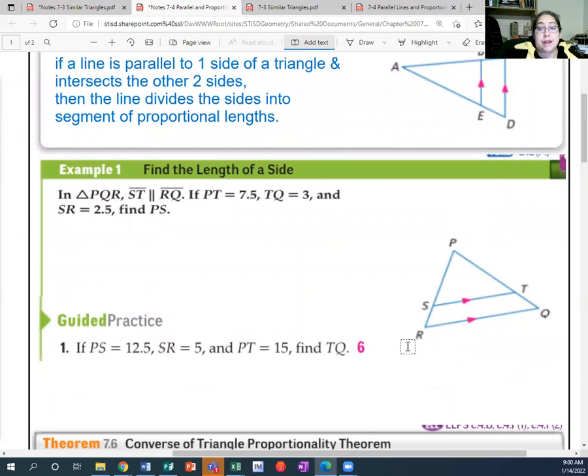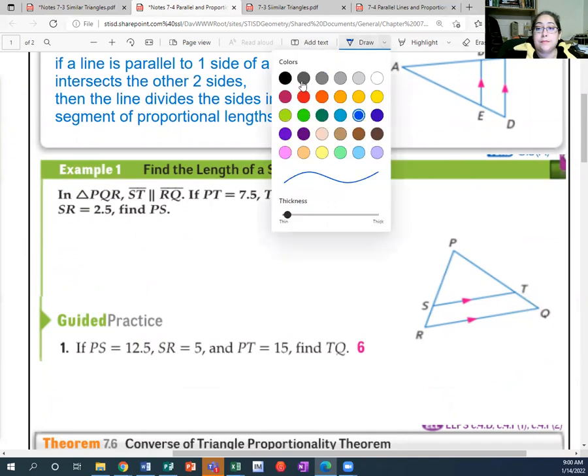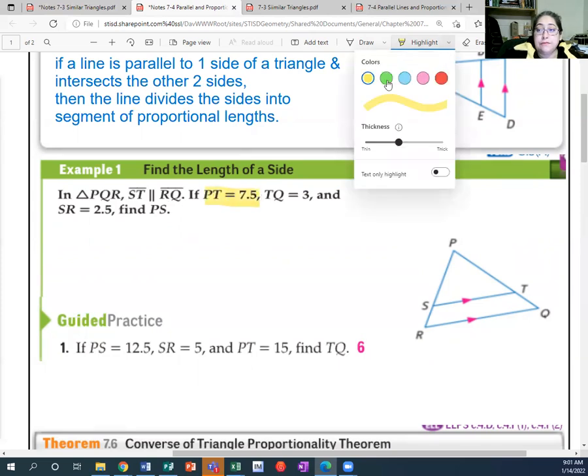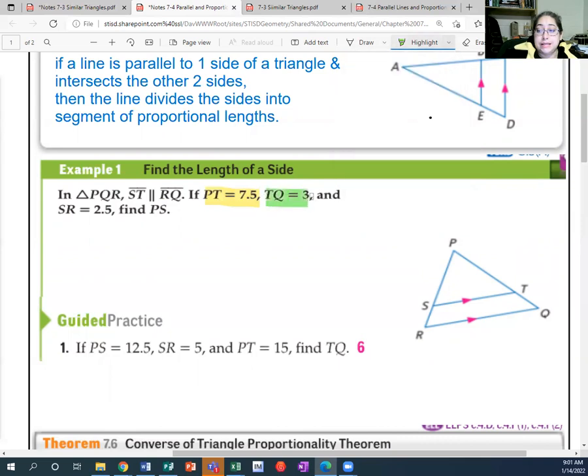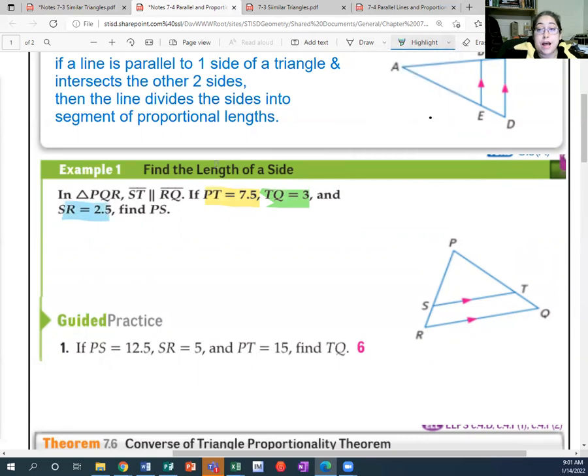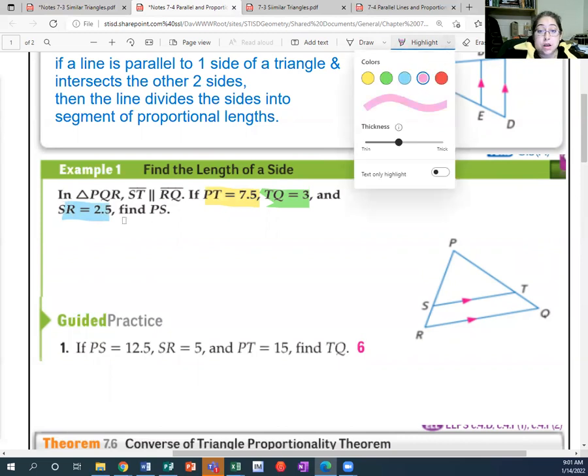This is using the same idea. Okay, so we'll do this example super fast. It says in the triangle PQR, line ST is parallel to line RQ. If the measure of PT is 7.5, TQ is 3, and SR is 2.5, find PS.